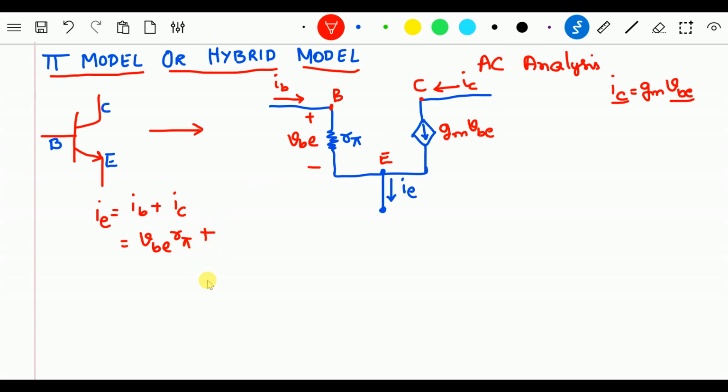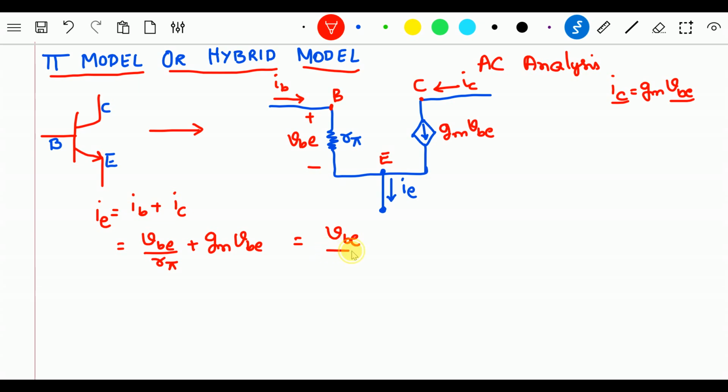Sorry, a small mistake here, because Ohm's law says the current is voltage by resistance, not multiplied by resistance. Anyway, here IB is small VB divided by R pi, not into R pi. It is V by R. Small VB divided by R pi added with the small IC, which is GM into VB. Now in these two equations, I can take VB common.